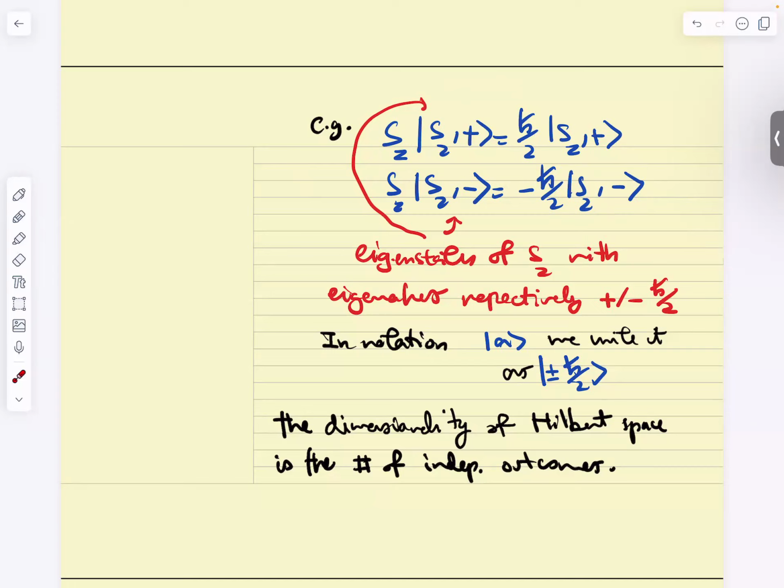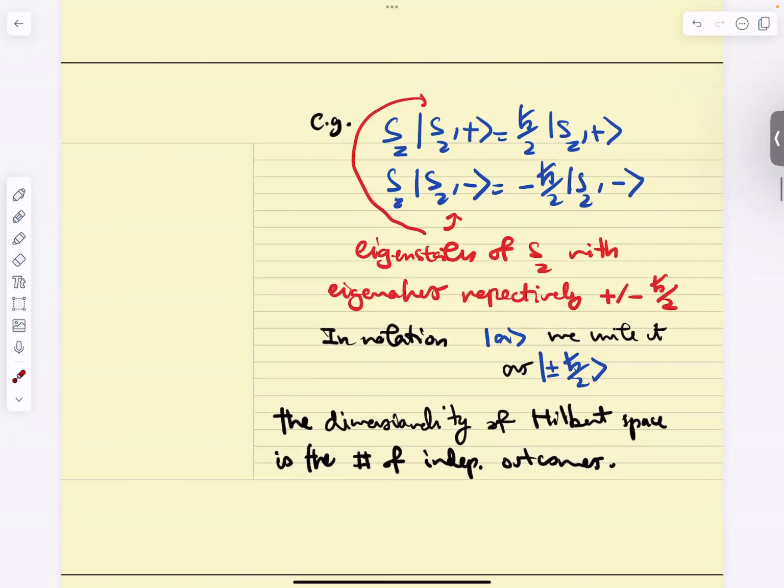So if I'm using this compact notation, I'll be representing these with plus minus h bar over 2. Is that good? As I've said many times, the dimensionality of the Hilbert space is the number of independent outcomes. Good.